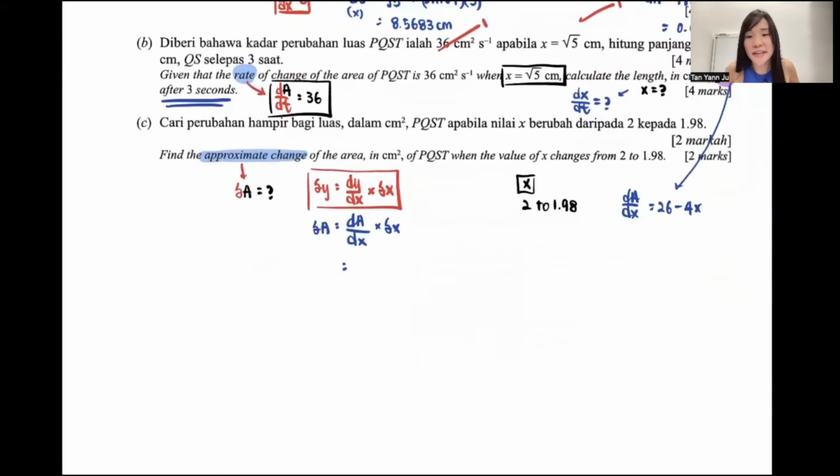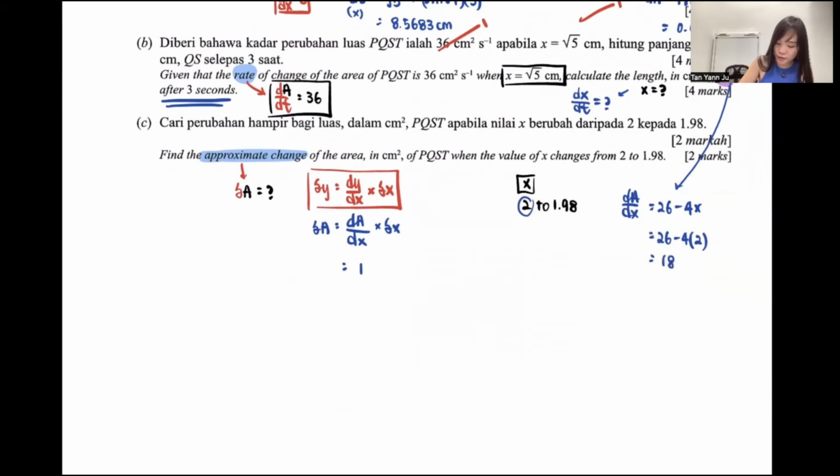Now don't tell me, teacher, the x is substituted with 5. That one is for part B. For part C, your x actually has 2 and 1.98. Which one do I substitute? Very good, the original one. The original one is 2. Always substitute the original one. It's not because they are pretty, it's because they are original.